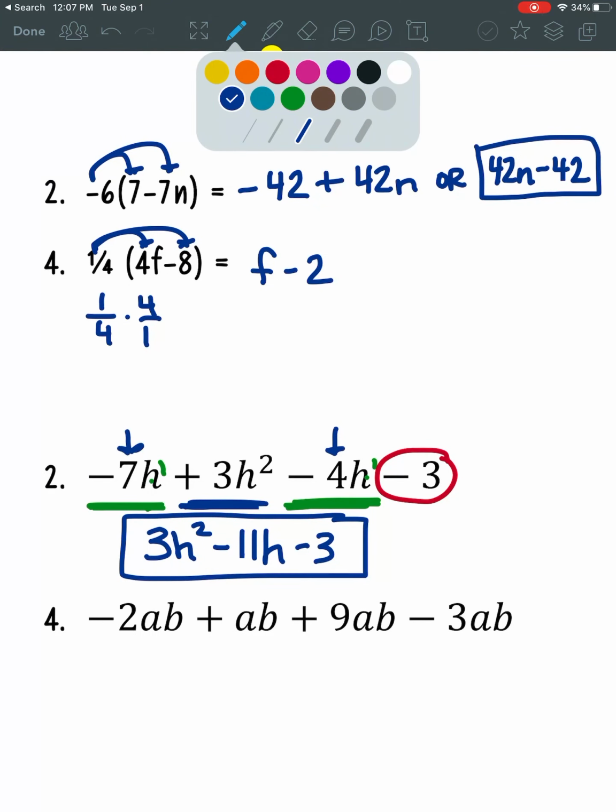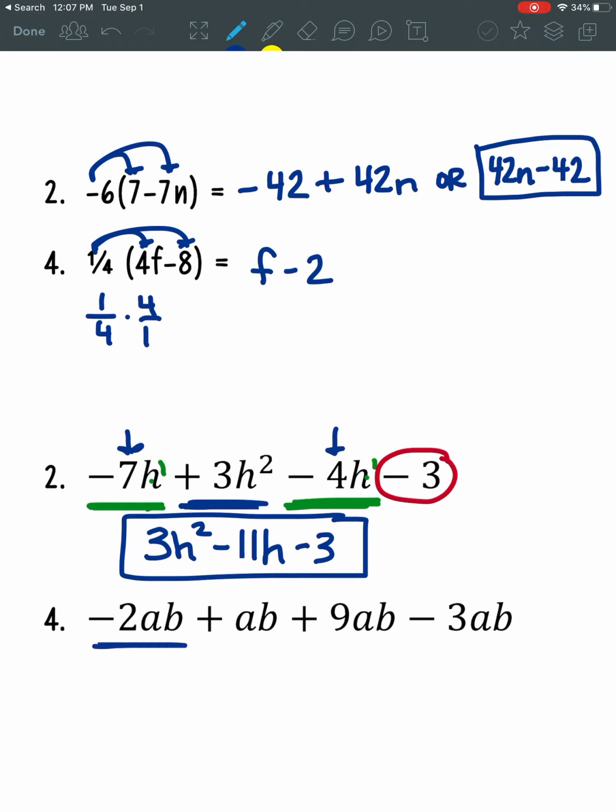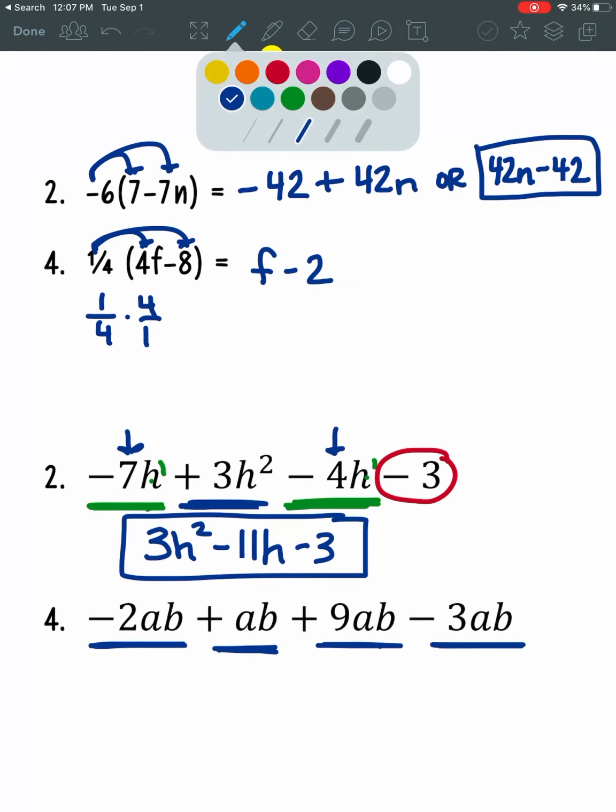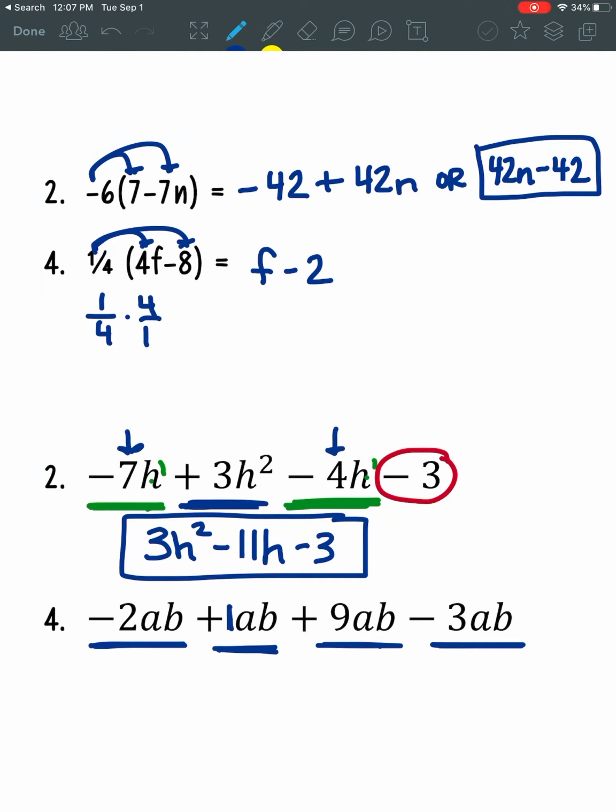And last example here, we have multiple variables. So remember, they have to have the same variables on them. So let's look at AB. This one also has AB. This one also has AB. And this one also has AB. So all of these are like terms. They have the same variables, and then they have the same exponents on them. So all we have to do is work with the numbers.